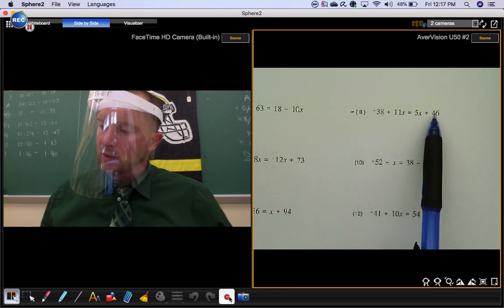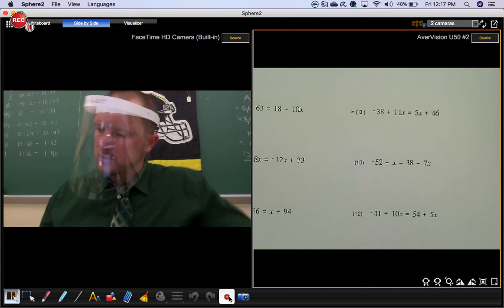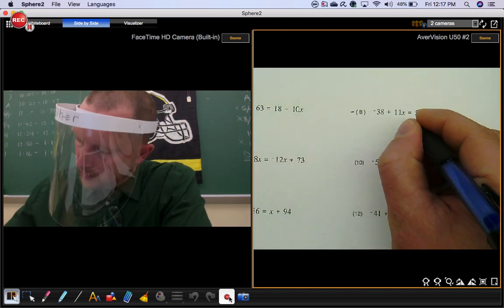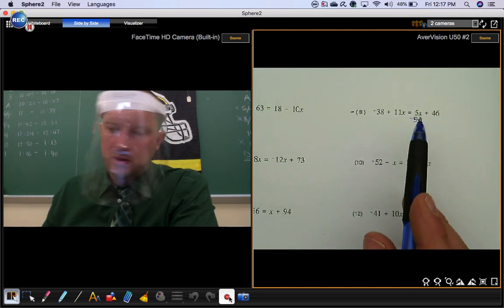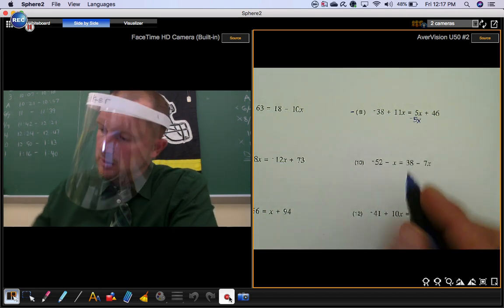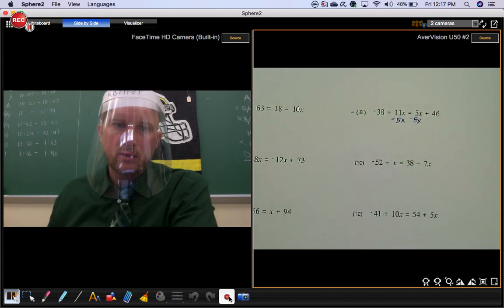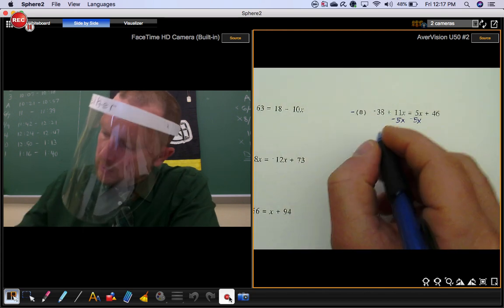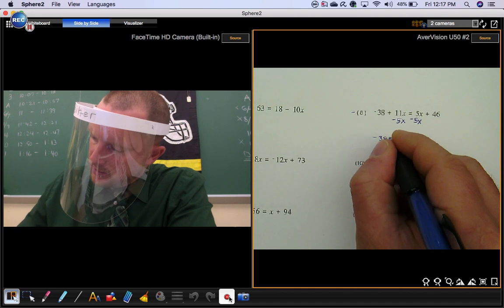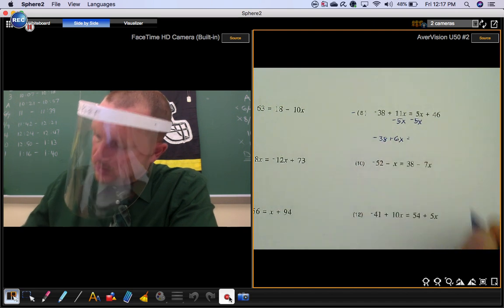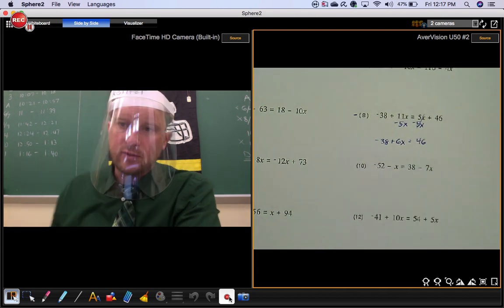So you can move one of these terms, either to the right or to the left. It's totally up to you which one you pick. But I like moving the term that has the x on the right side over to the left side. And notice how I'm writing it directly underneath the term that has the x in it. 11x minus 5x, 6x. And that gives you 46 on the other side.